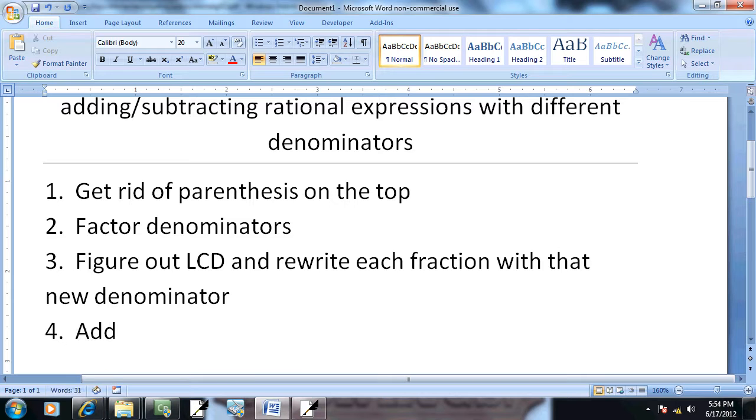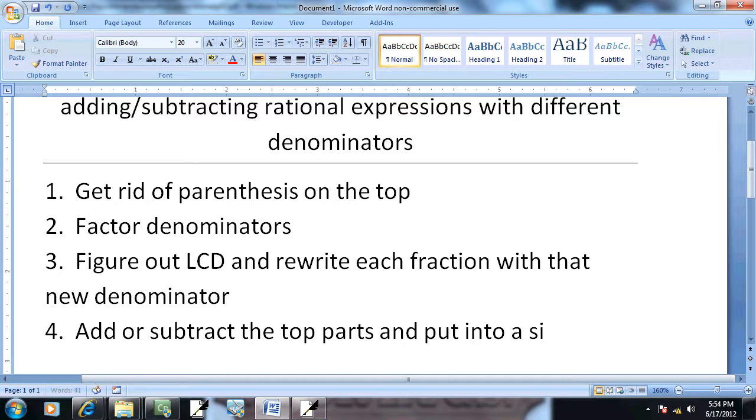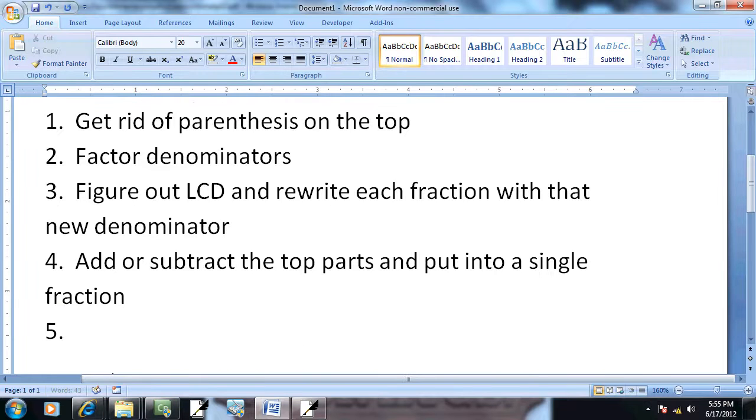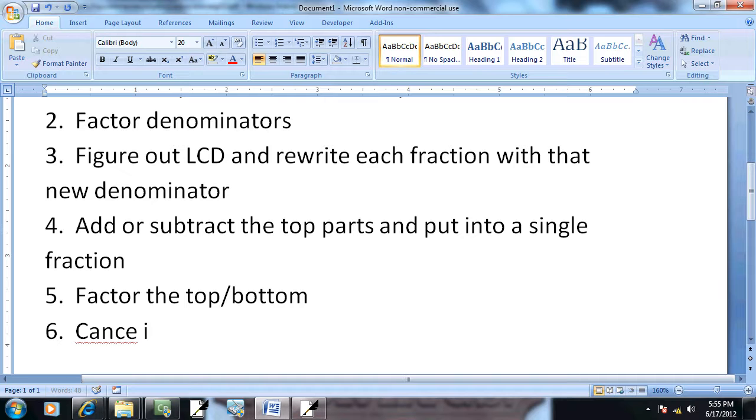Step 4, add or subtract the top parts, the numerators, and put into a single fraction. Step 5, factor the top. Now you shouldn't have to factor the bottom because this should already be factored from step 2. But I'm going to put here factor the top/bottom just in case. Like I say, if you've done step 2, you won't need to do this. And then 6, cancel if necessary.